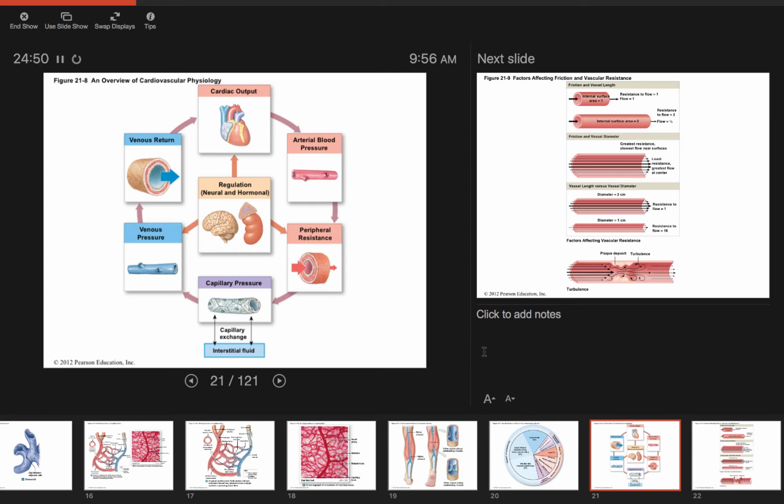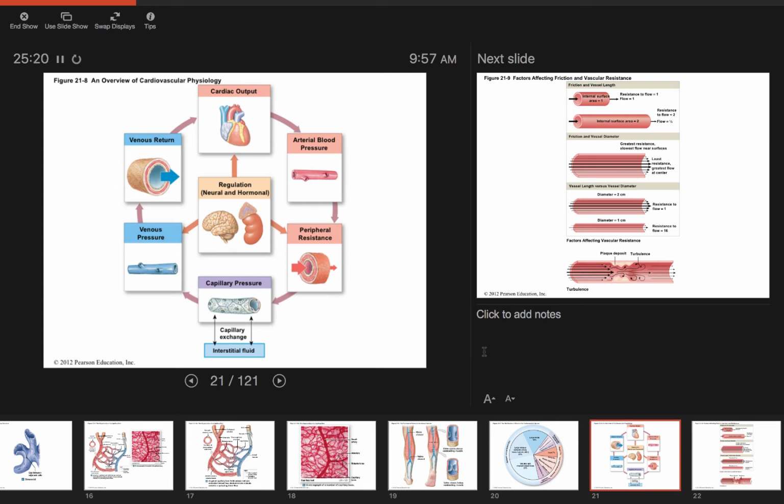So the two forces that are going to control blood flow are hydrostatic pressure, which pushes the blood forward, right? And then resistance, which pushes back on that blood flow. So to get the total blood flow, we would have to subtract the two, right?